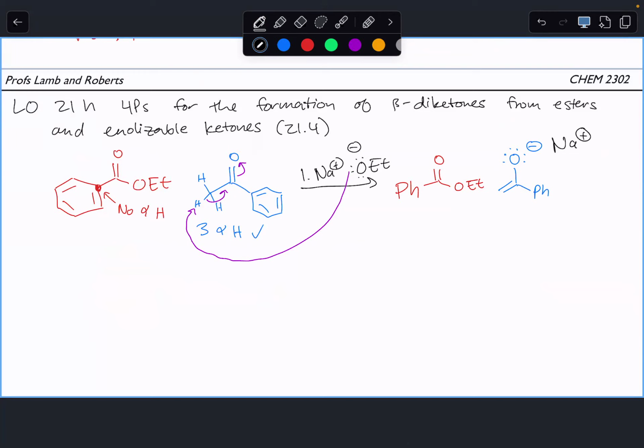Now I'm ready to do my addition step. Nucleophile attacks electrophile, break the weakest bond. So again, enolates attack by pushing down a lone pair. The C=C double bond attacks our electrophilic site, break the weakest bond. So once again, we should be forming a tetrahedral intermediate.